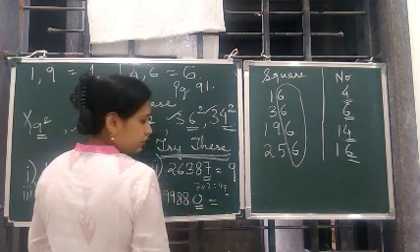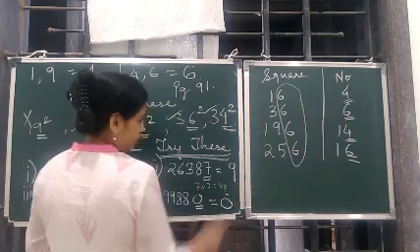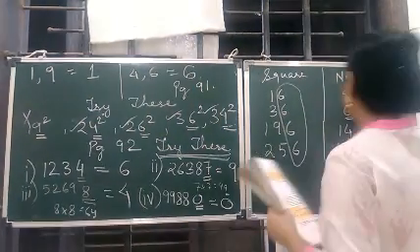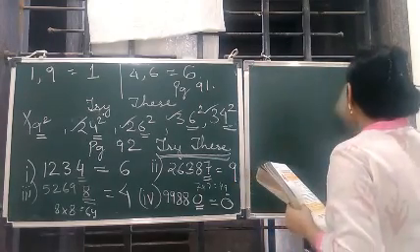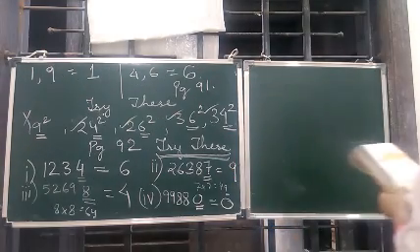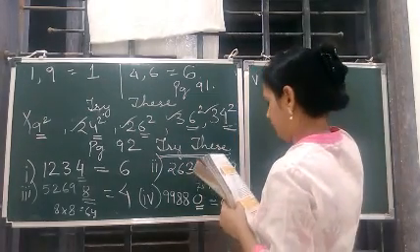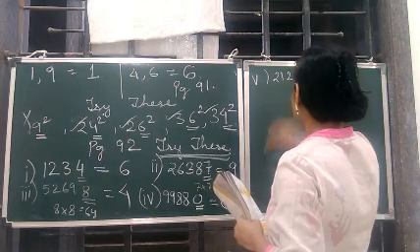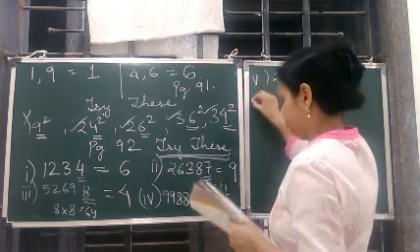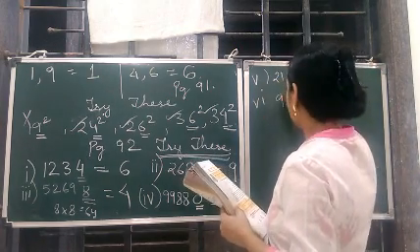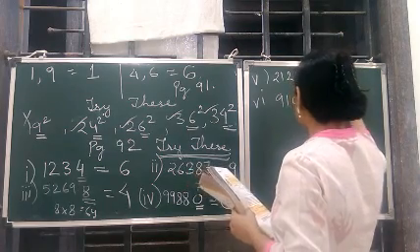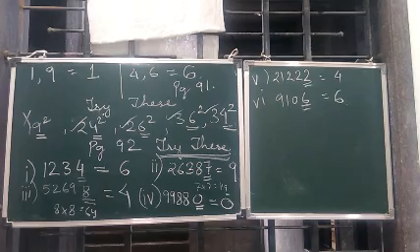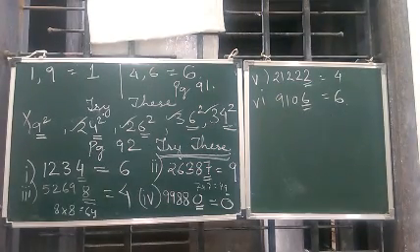For the number ending in 0, the last digit is 0. Then fifth one, 2 twos are 4, so the last digit will be 4. Sixth, 9 1 0 6, 6 sixes are 36, so the last digit will be 6. So this completes the Try These of page 92, children.